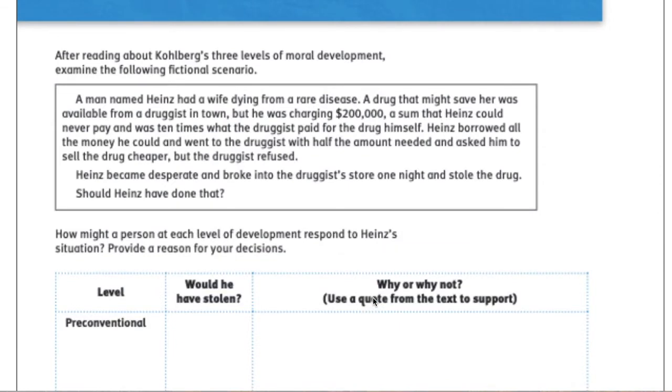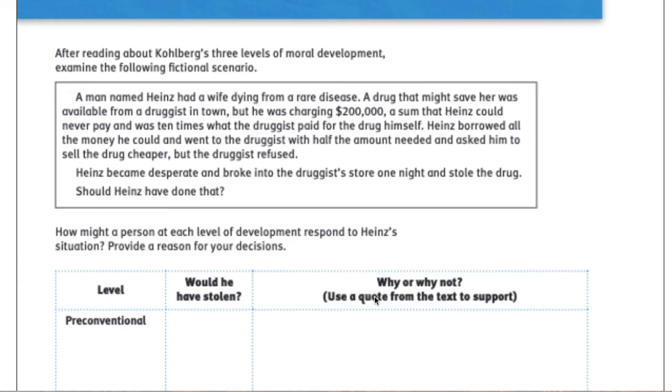So after reading the 3 levels of moral development, examine the following scenario. We have a scenario about a man named Heinz who had his wife dying from a rare disease. A drug that might have saved her was available from the druggist in town, but he was charging $200,000, a sum that Heinz could never pay, and was 10 times what the druggist paid for the drug himself. Heinz borrowed all the money he could, went to the druggist with half the amount he needed, and asked him to sell the drug cheaper, but the druggist refused. Heinz became desperate and broke into the druggist's store one night and stole the drug. Should Heinz have done that?